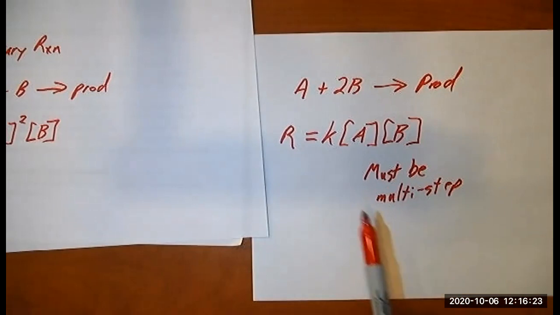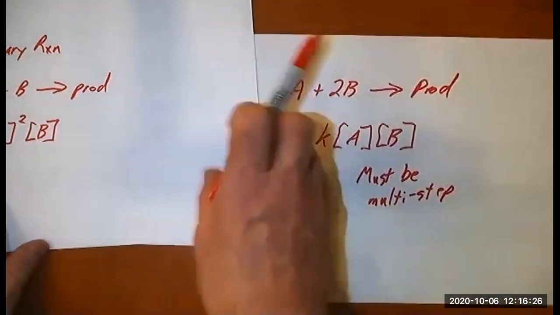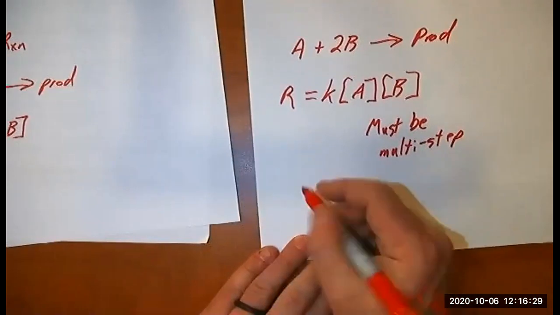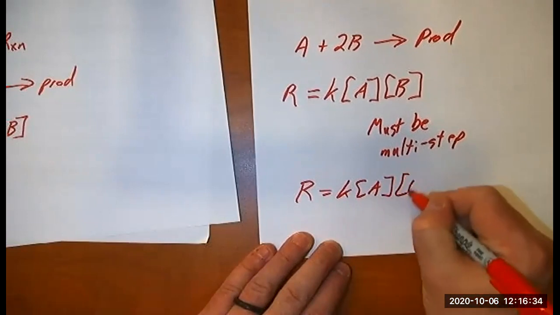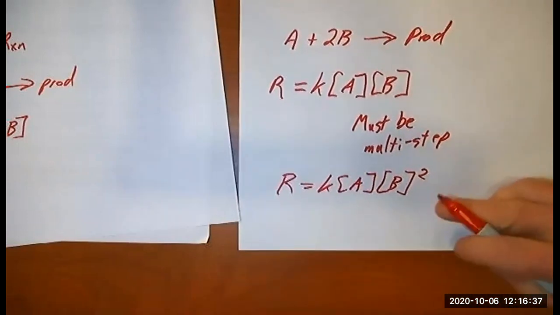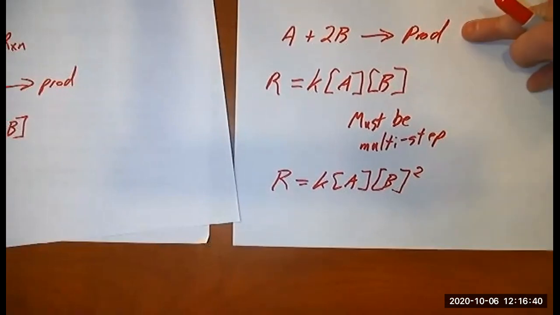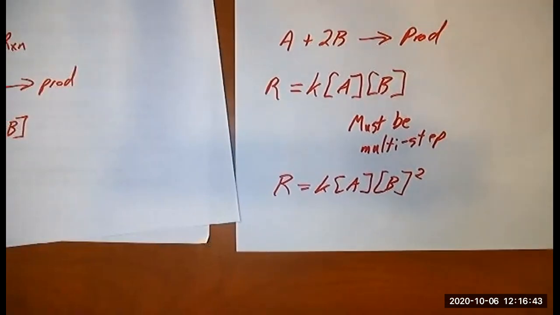Now, if you experimentally measure it and find that it does match what you would predict from the stoichiometry of the reaction, that does not prove that it is a single step. That does not prove that it is an elementary reaction, because you could have a reaction mechanism that is multi-step that happens to produce the same rate law.